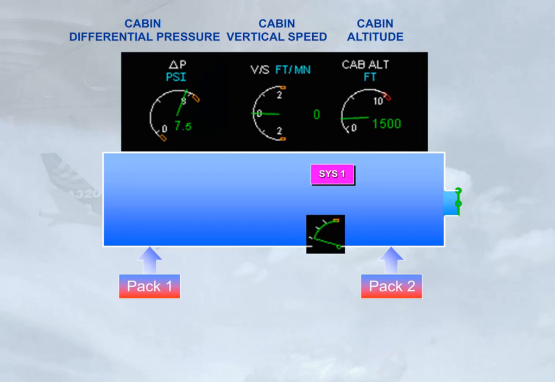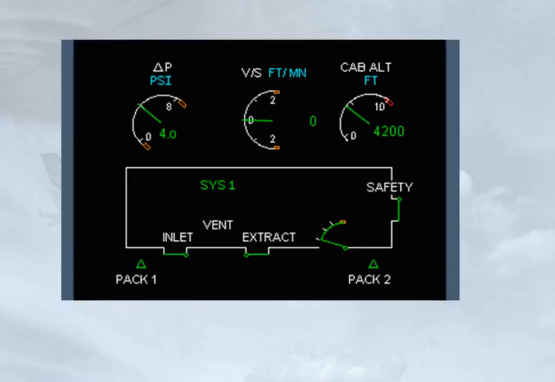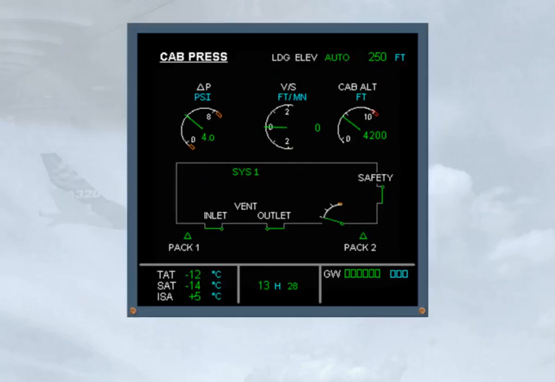If the outflow valve is fully open, a lot of air is allowed to escape. The cabin pressure will decrease, the cabin altitude will climb, positive vertical speed. The crew can monitor all cabin pressure functions on the ECAM cabin pressure page.